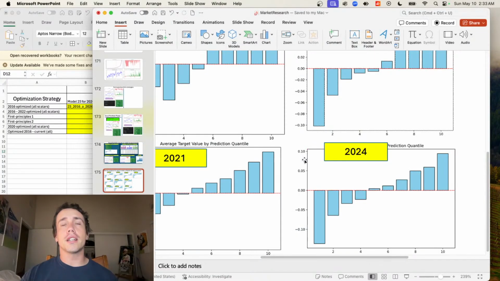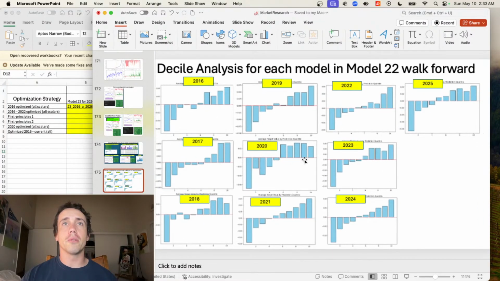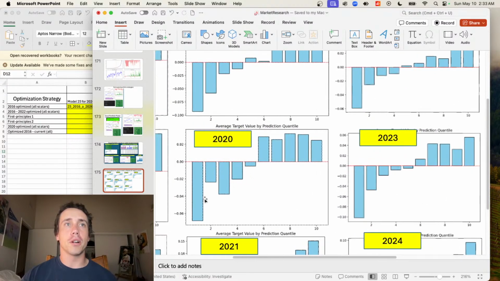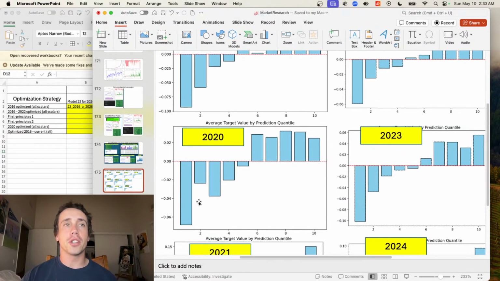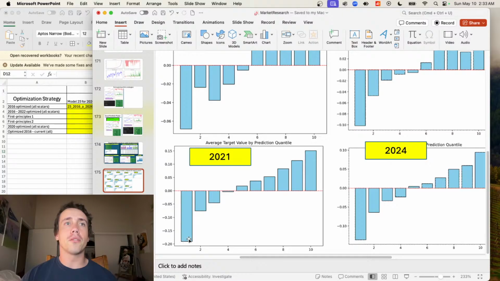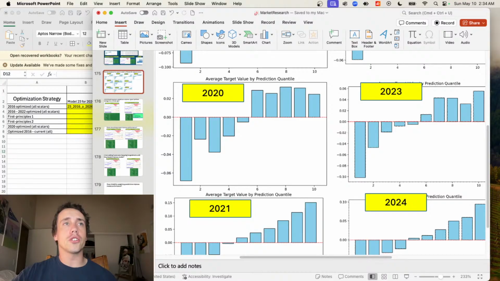When I looked at the decile analysis of each model in the walk forward, I found that they aren't all perfectly monotonic, and the spread's changing quite a bit between them. So if you look at the spread in 2020, it's about 8%, from minus 0.06 to positive 0.02. In 2021 it's going from minus 0.2 to positive 0.15. So this is 35%, three times the spread in 2021 as it was in 2020. And so those two things are changing.